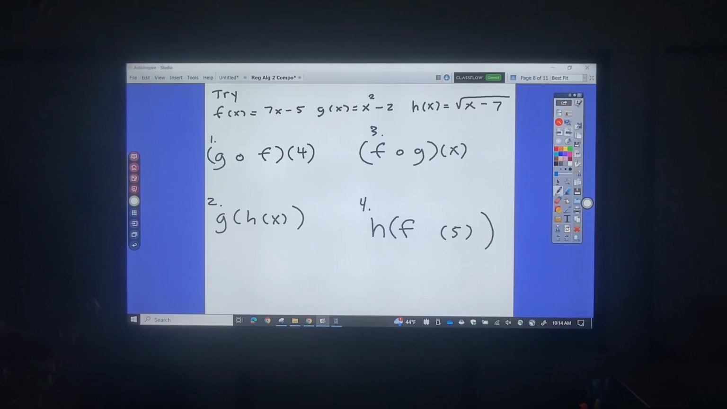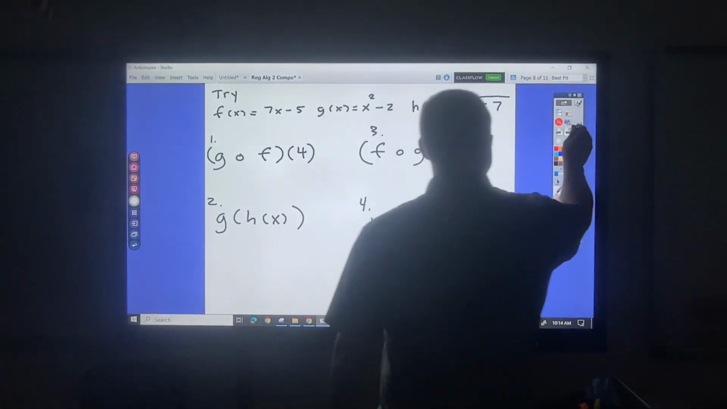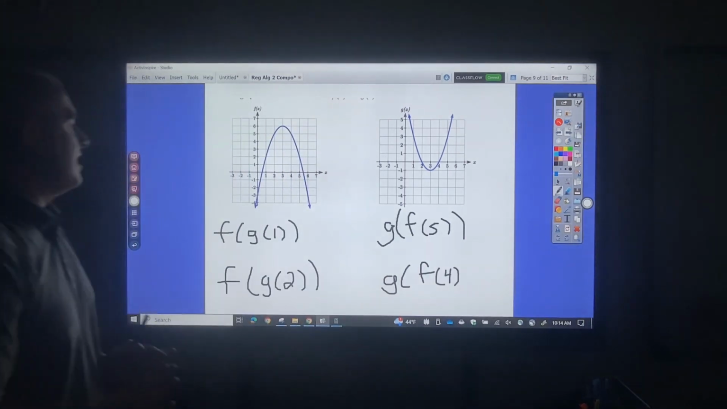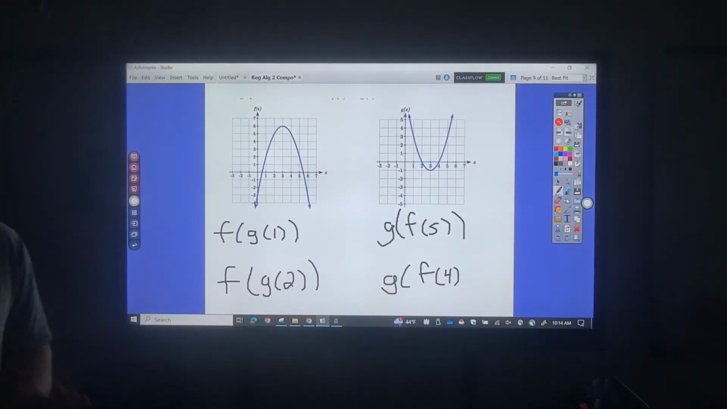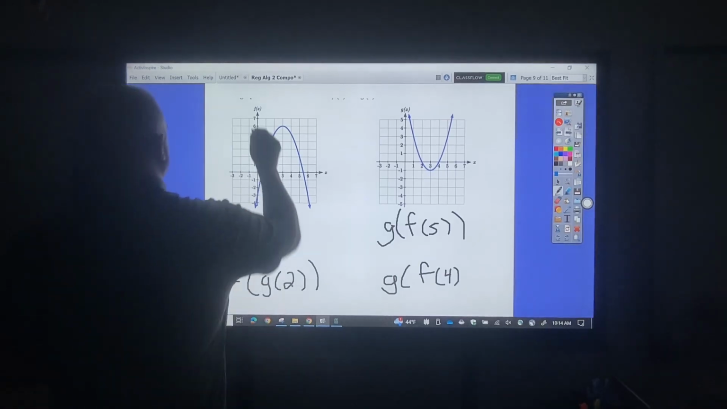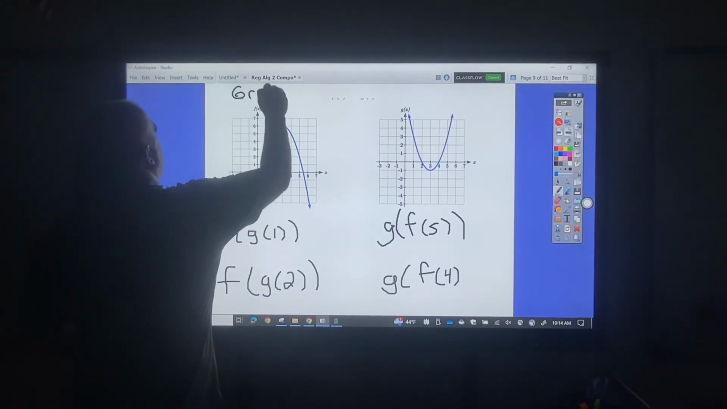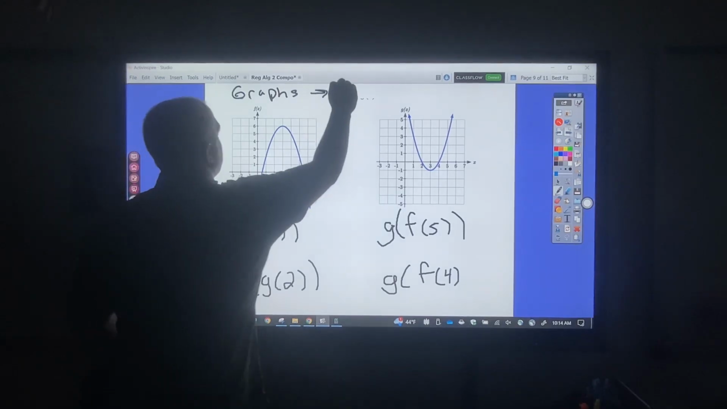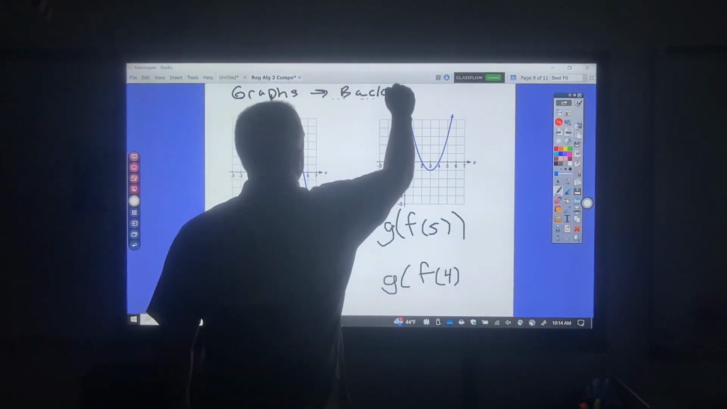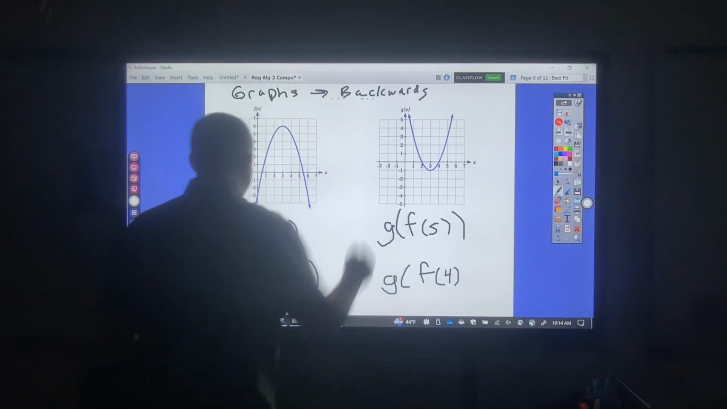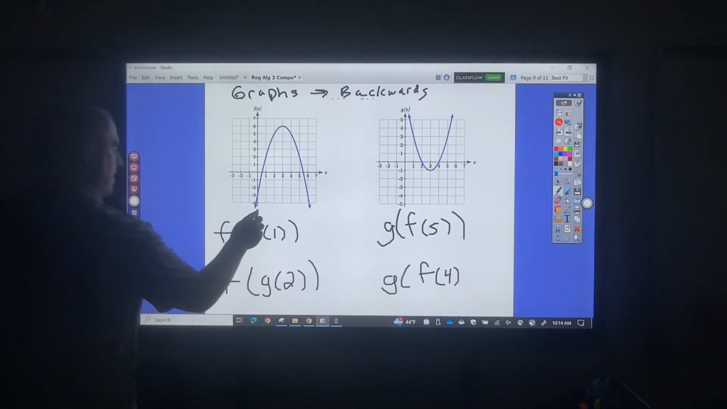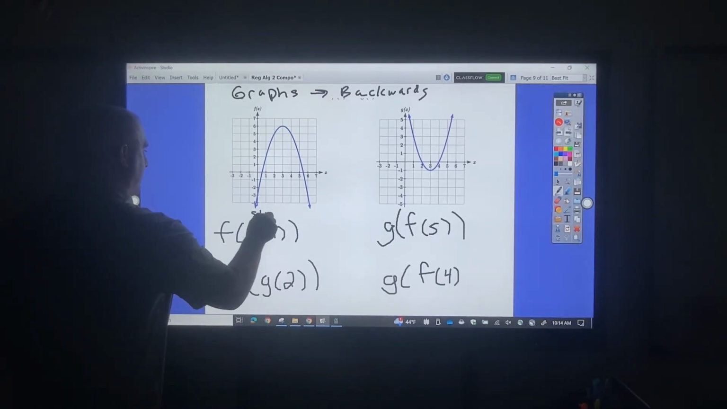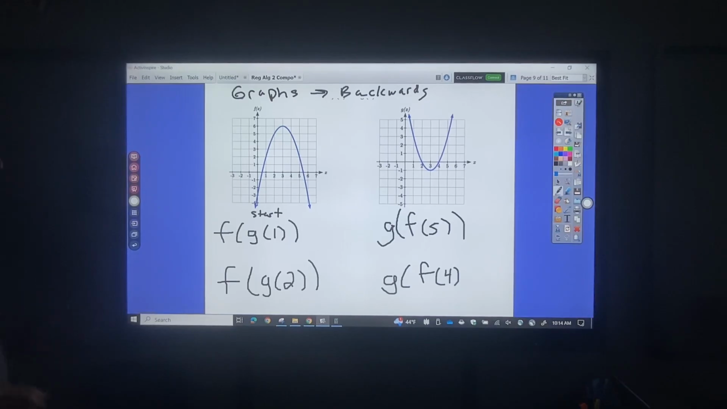Okay, pause your video, you try these. Okay, the last thing in this lesson is using the graphs instead. Now this is where we're going to go backwards. So let's go ahead and say graphs work backwards. Meaning what I want to do in the graphs is I want to start with this graph. I'm actually going to work backwards here.